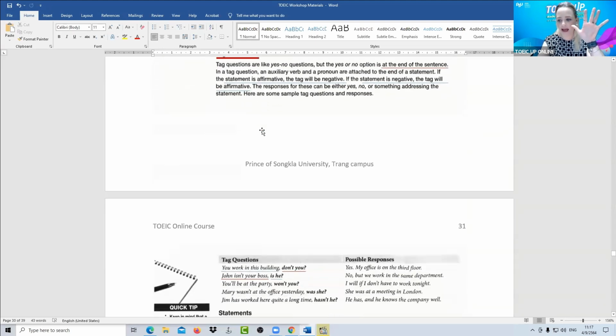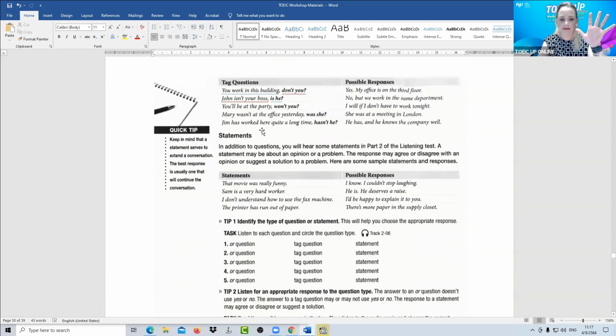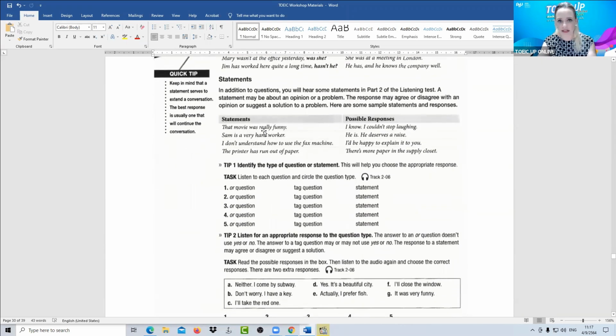And the last thing we have is statements. Okay, so statements, obviously not a question. So in addition to questions, you will hear some statements in part 2 of the listening test. A statement may be about an opinion or a problem.